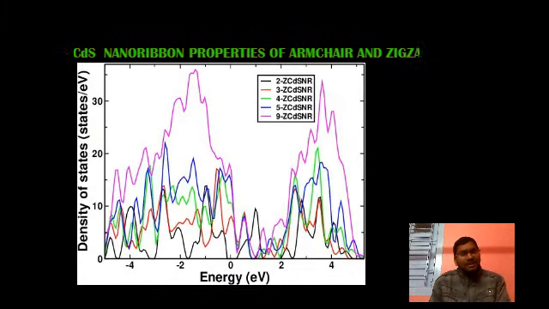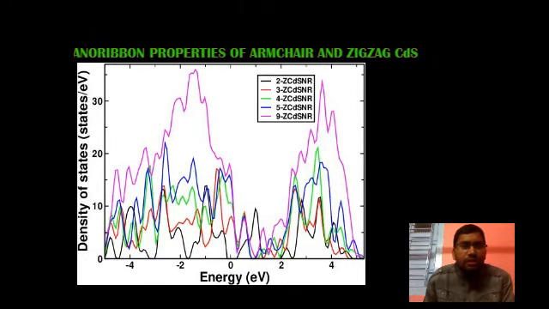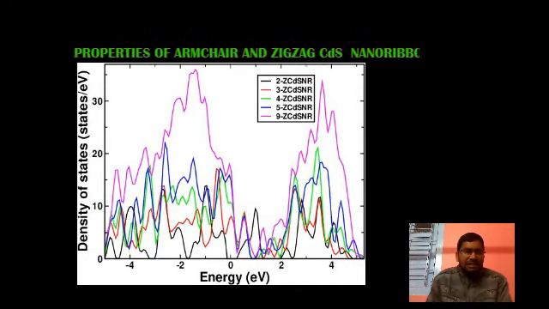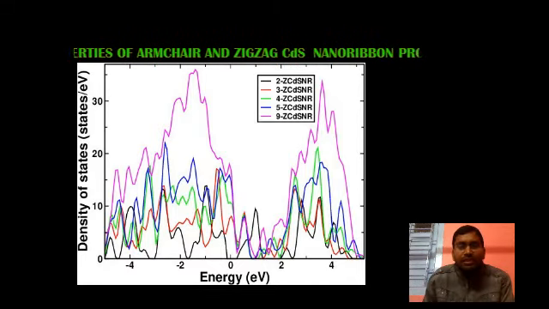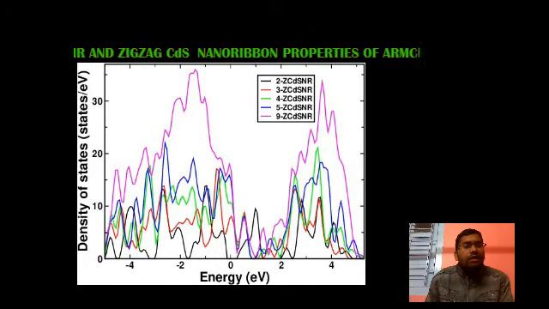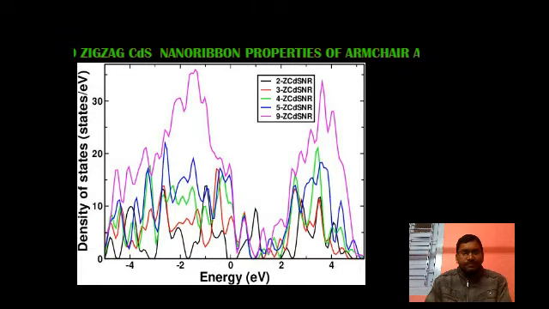This is also the density of states plot for zigzag cadmium sulfide nanoribbons. You can see that there is a finite density of states at the Fermi level, which indicates that this is metallic for higher width cadmium sulfide nanoribbons.